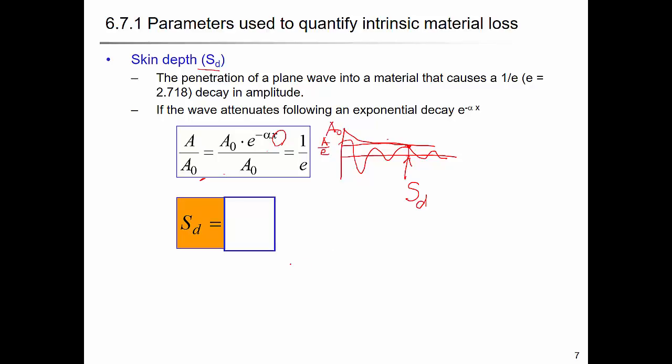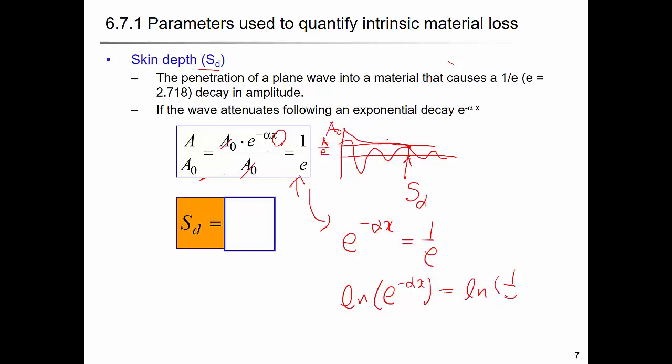So can we derive the skin depth from this equation to relate with the alpha? Let's do that. A and A will cancel out. Alpha x equals 1 over e, and this is minus 1, so that's minus alpha x. So x, the skin depth, is defined as 1 over alpha. Right?